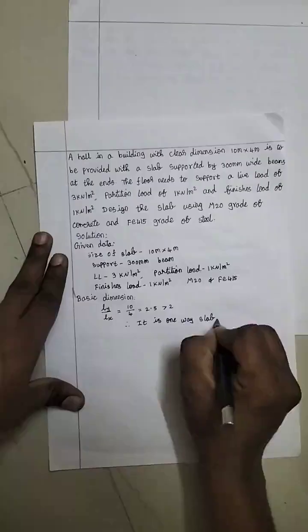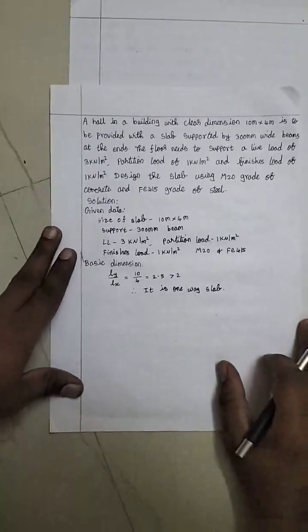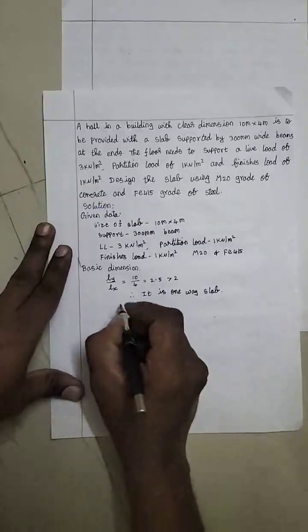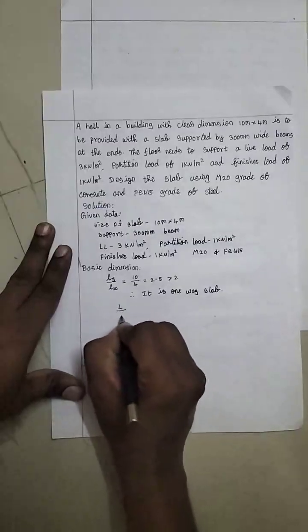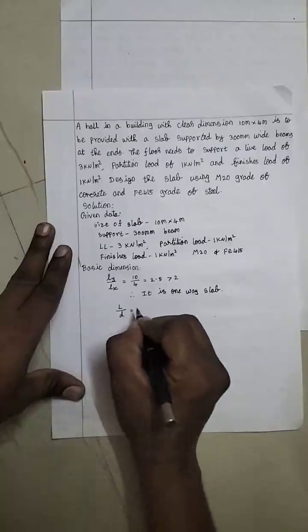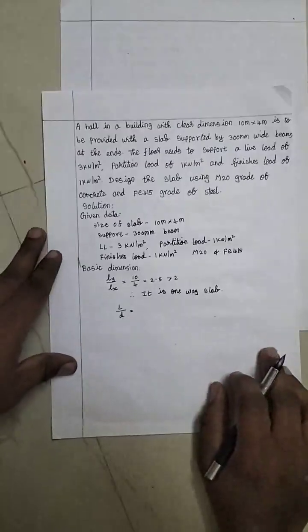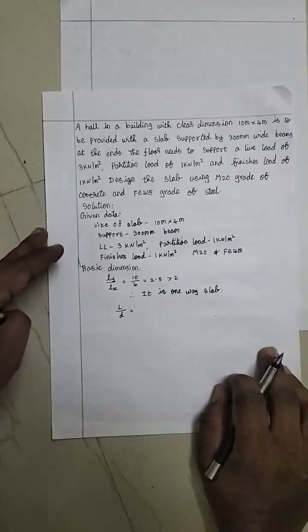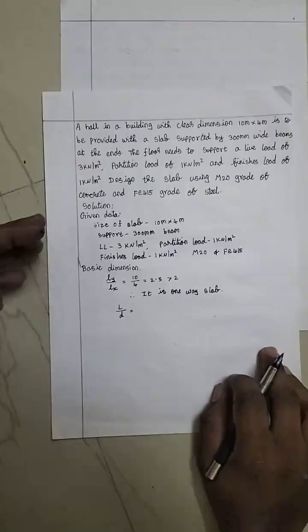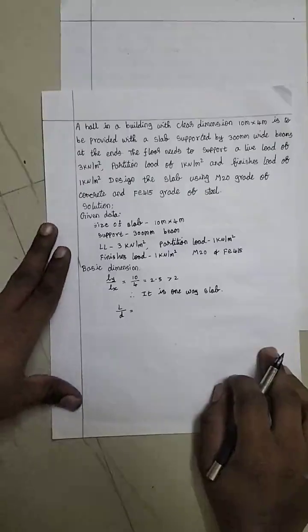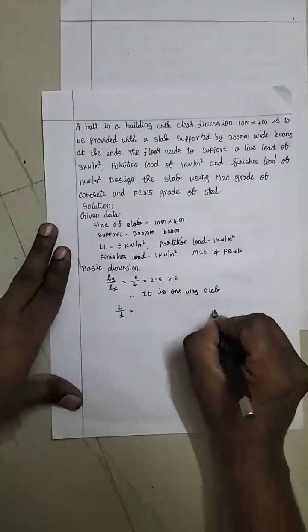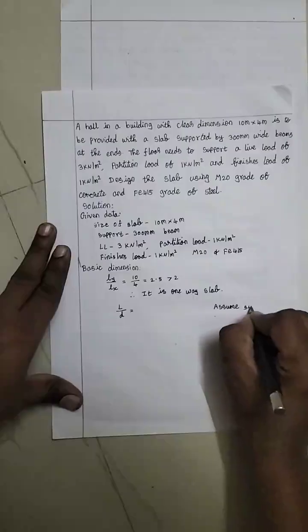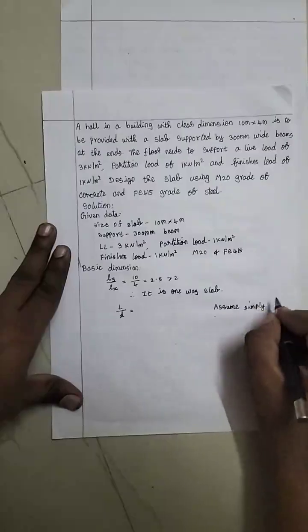So next step is we need to find out the depth of the slab. So here, in order to find out the depth of the slab, we know that from IS 456 page number 37, we have the condition L by D equal to some ratios. Those values will be based on the support condition. Here in this problem, we need to see what type of support they have provided. So if the support is not provided, we can assume it is simply supported.